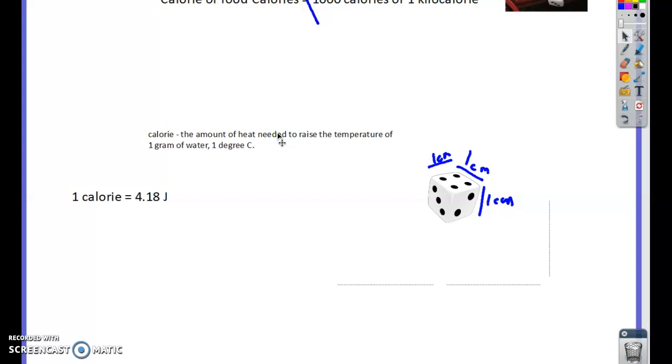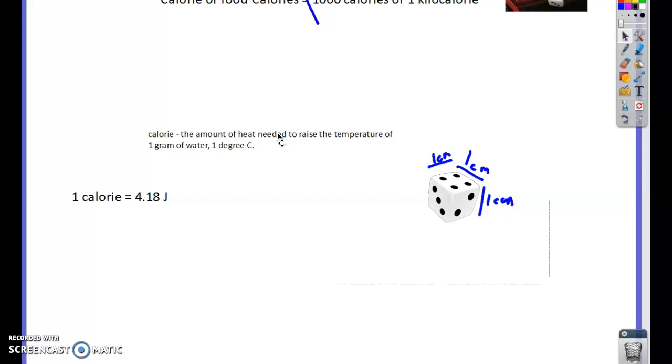A calorie is the amount of heat needed to raise the temperature of 1 gram or 1 cubic centimeter of water 1 degree. Or a milliliter of water. If you think about a graduated cylinder, it has 100 milliliters. 1/100th of that would be a cubic centimeter of water. So it's fairly small.